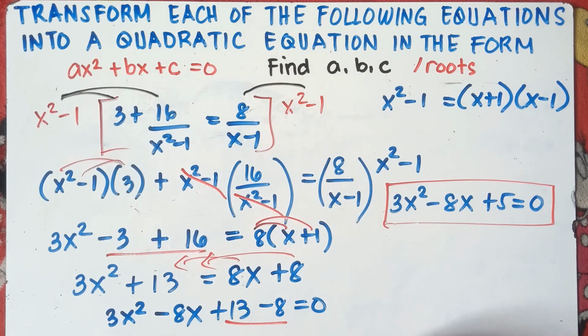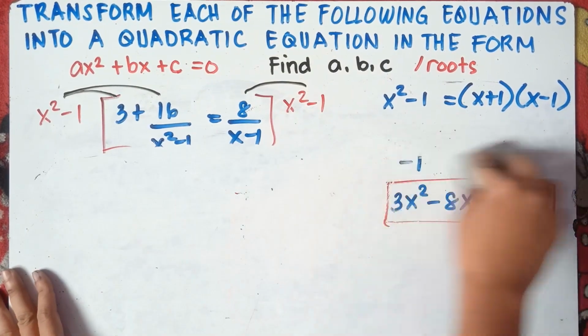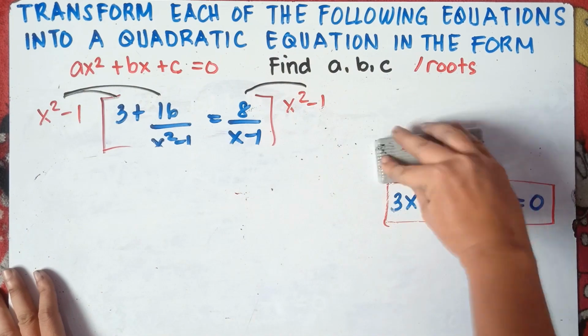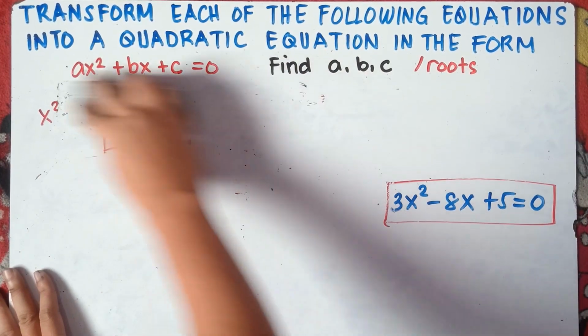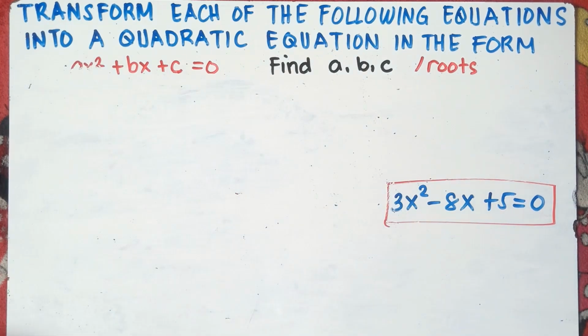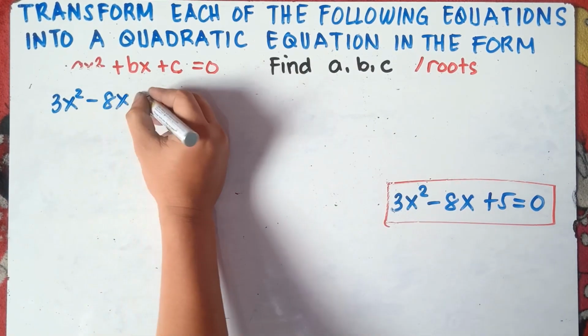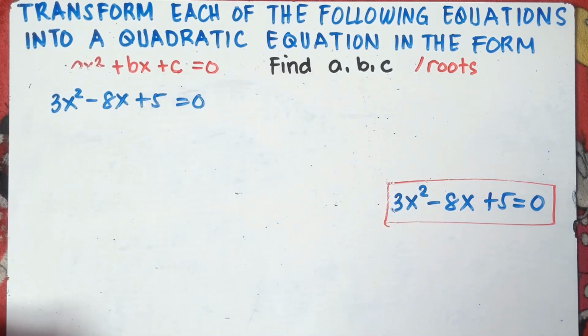Alright, so let me erase this one. Alright, so quite tricky, right? Quite tricky for number 4, right? So I hope you understand that one, class. So equation will be 3x squared minus 8x plus 5 equals 0.